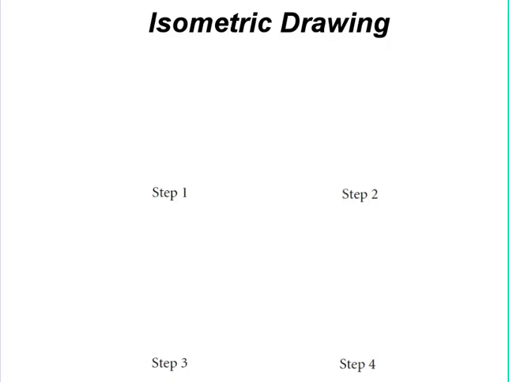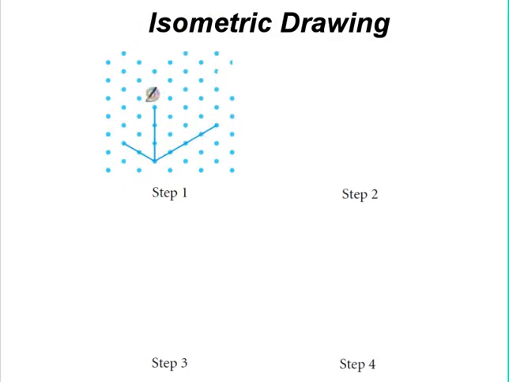If you look in your book on page 75, they have the examples of an isometric drawing. And so the first step of an isometric drawing, I'm going to go ahead and give you some isometric dot paper so that you can follow along. And you can actually do this.